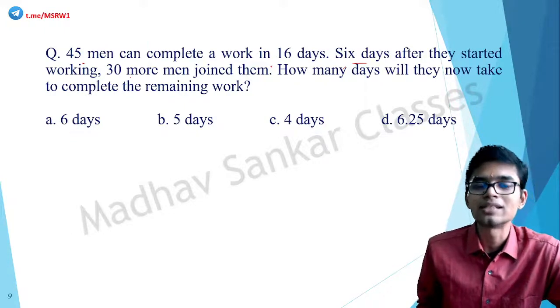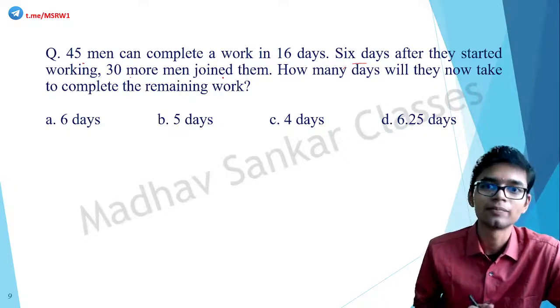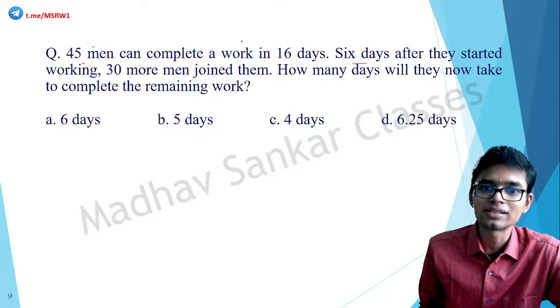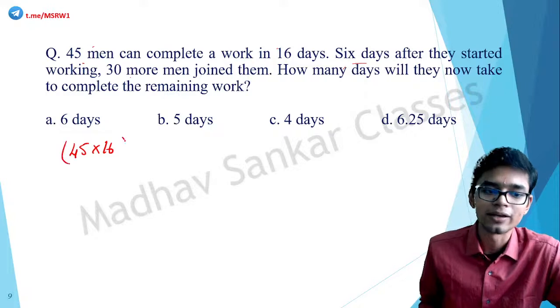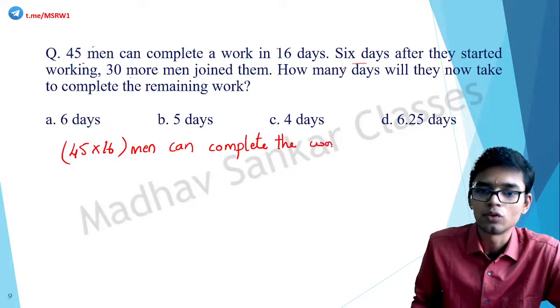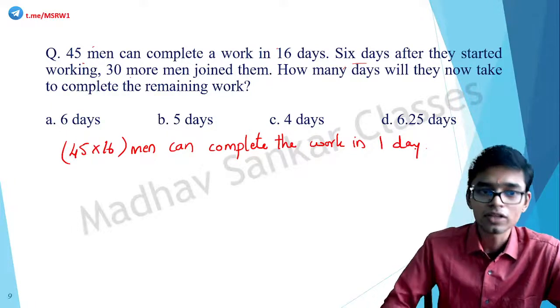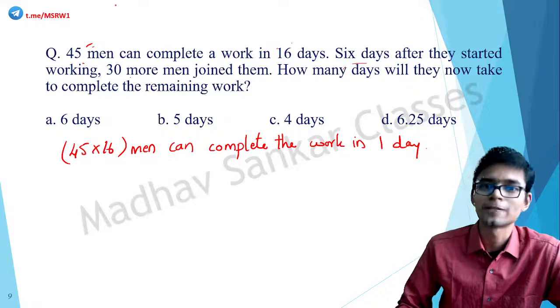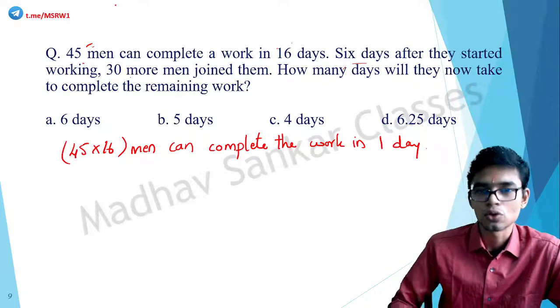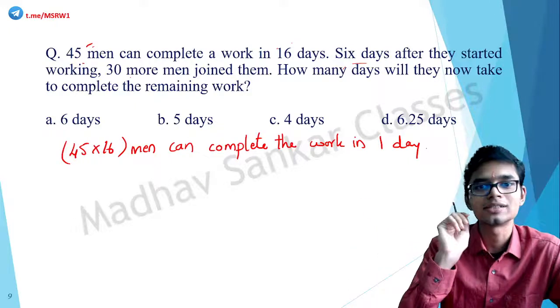45 men can complete a work in 16 days. Correct? So how much work, or how many men, can complete this in 1 day? Since 45 men take 16 days to complete, 45 into 16 men can complete the work in 1 day. Think about it. 45 men take 16 days to complete. Correct? So 45 into 16 men can complete the work in one day. Isn't that correct? Think about it.